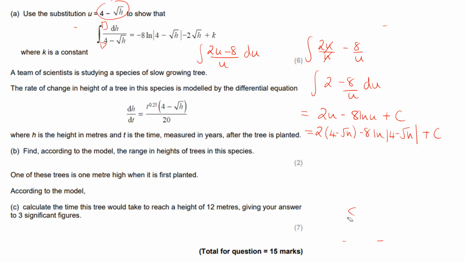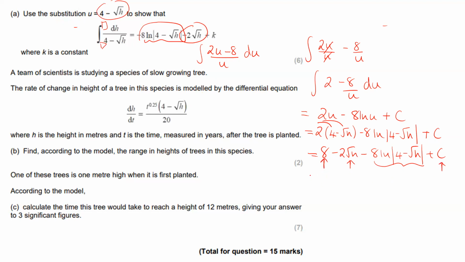So, Georgie, what we're going to do now? Expand out the front bit. Yes, 8 minus 2 root h. And then we've got a minus 8 times that ln, which is this bit. We've got a minus 2 root h, which is this bit, but we've kind of got an 8 and a c. So what are we going to do now?